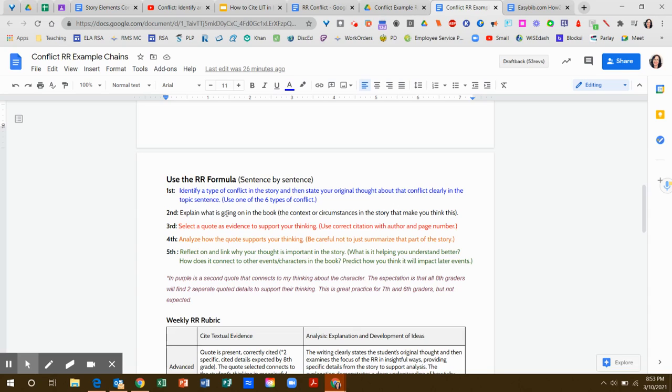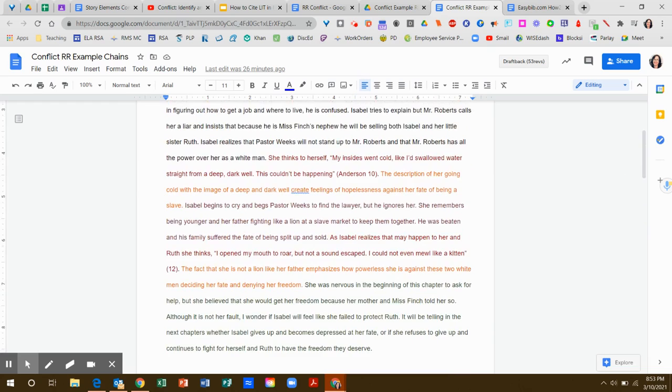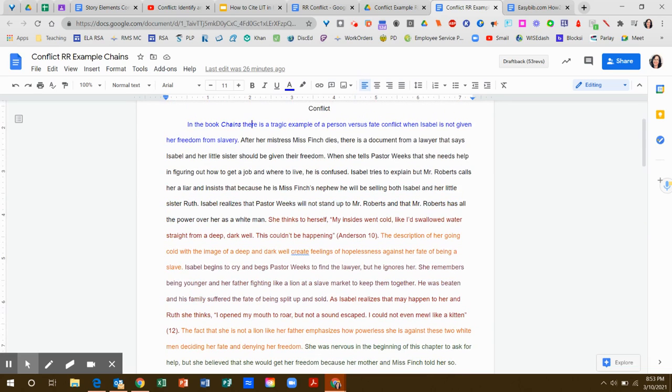So step 2, I need to explain what's going on in the book. So the context or circumstances that are making me think that it's that type of conflict. So in my words, I'm retelling that section of the story. So here we go.